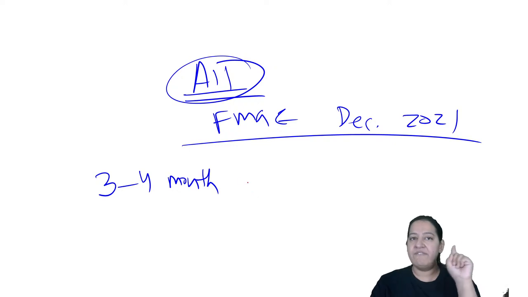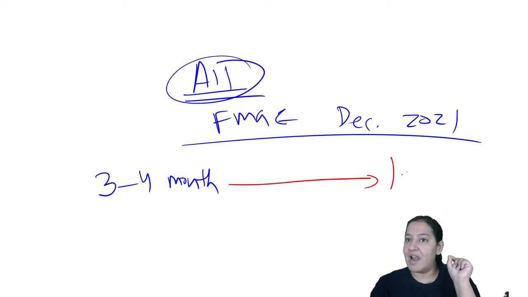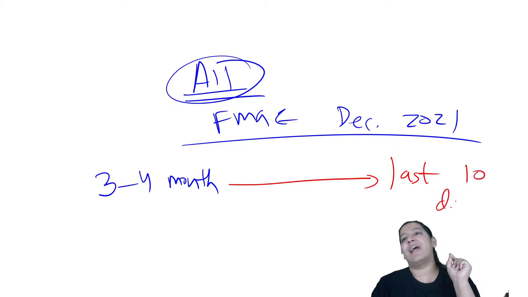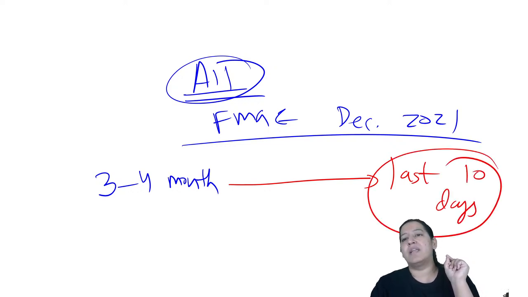But the one which will succeed, the students who will decide their last 10 days. Last 10 days are most important. These are the master days. You should make a master plan how you do your revision in the last 10 days.